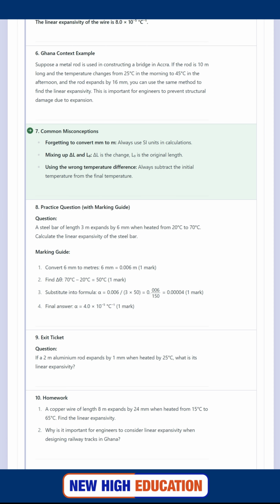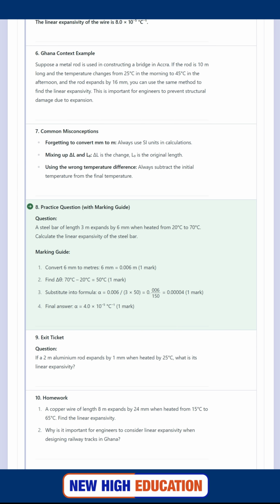Practice question with marking guide. Question: a steel bar of length 3 meters expands by 6 millimeters when heated from 20 degrees Celsius to 70 degrees Celsius. Calculate the linear expansivity of the steel bar. Marking guide. 1. Convert 6 millimeters to meters. 6 millimeters equals 0.006 meters. That is 1 mark. 2. Find delta theta. 70 minus 20 equals 50 degrees Celsius. That is 1 mark.